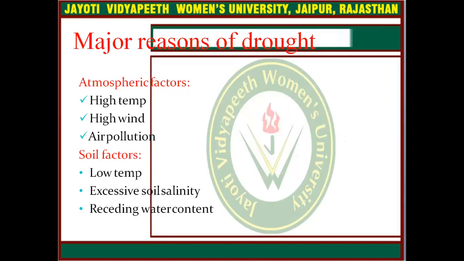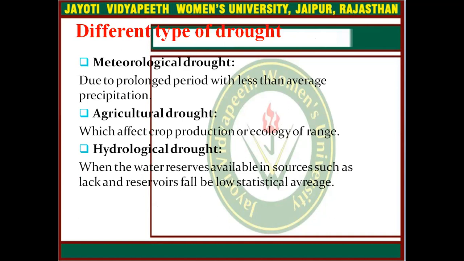Major reasons of drought: atmospheric factors, high temperature, high wind and air pollution; soil factors, low temperature, excessive soil salinity, and receding water content. Different types of drought.